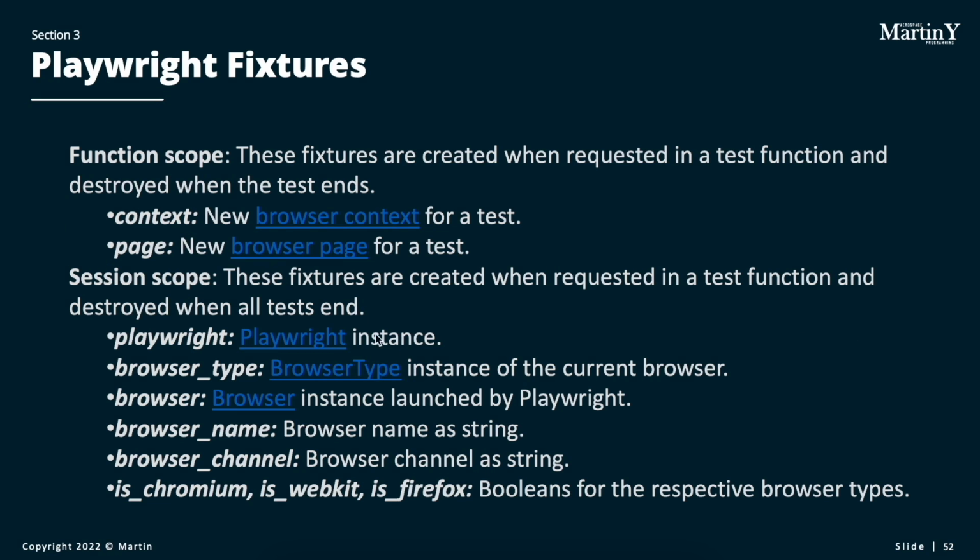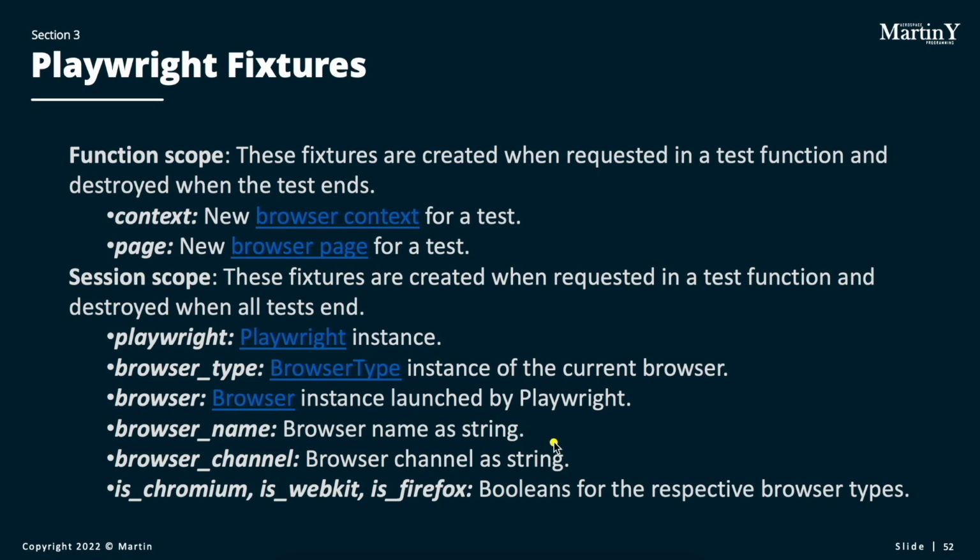Then the Playwright instance is the current Playwright module that we launched. The browser type is the instance of the current browser, and it provides methods to launch a specific browser instance or connect to an existing one. Then browser is the specific browser instance that has been launched by Playwright, and this is usually created by the browser type .launch.